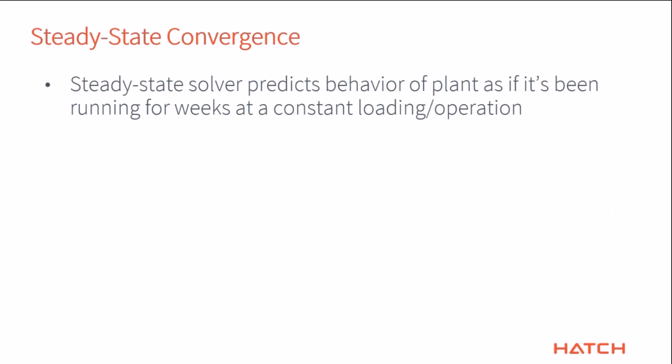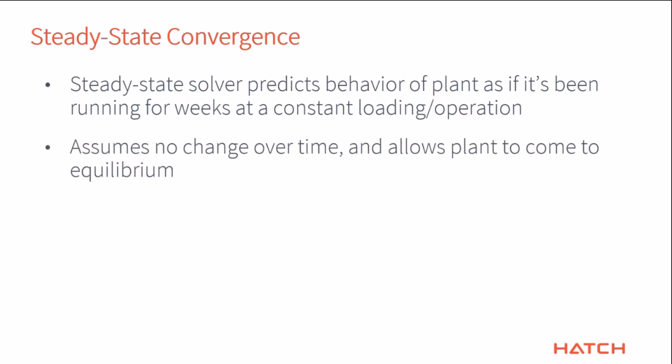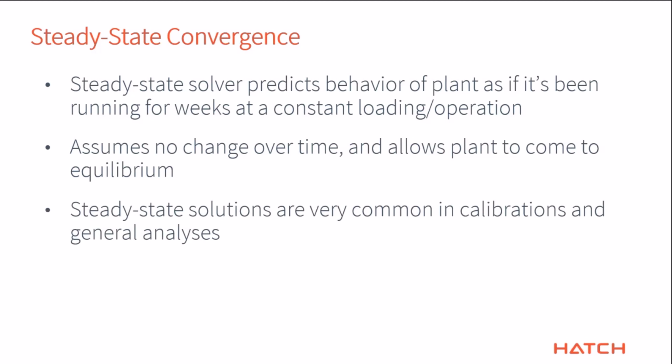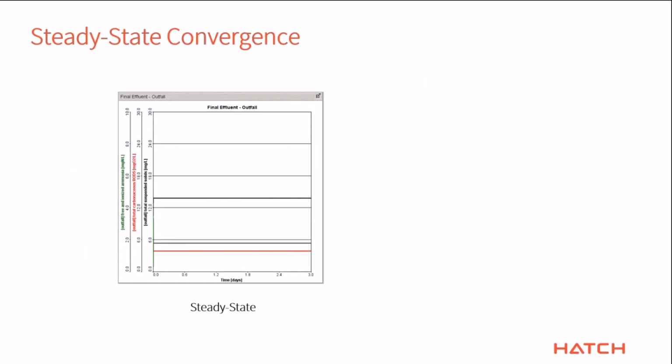So that steady state solution predicts the behavior of the plant as if it's already been running for several weeks at a constant loading and operation. What it does is solve for the condition of the model as if it has reached equilibrium. That assumes there are no changes happening at the plant either in terms of its operation or its loading, and therefore the answer you get out is like typical operation. So steady state solutions are a really common way to do analysis of a wastewater treatment plant. And you can do a lot with just running steady state, to be honest. They're very common when you're doing calibrations and general analyses, like a steady state sensitivity analysis, for example.